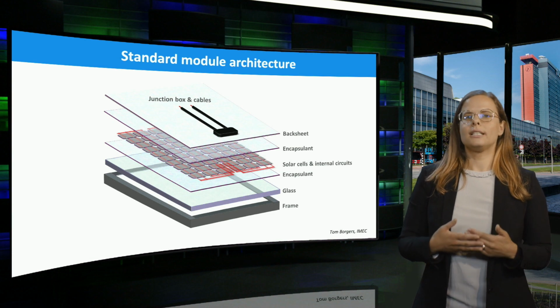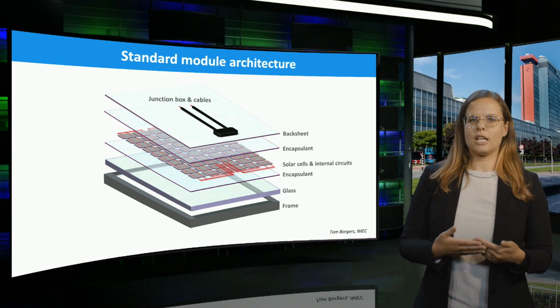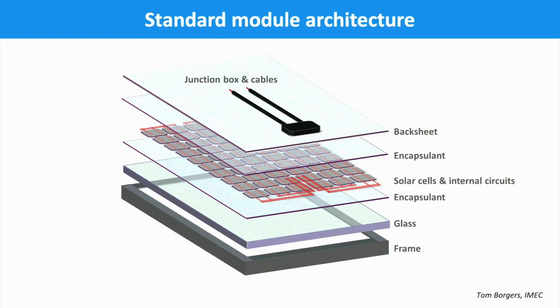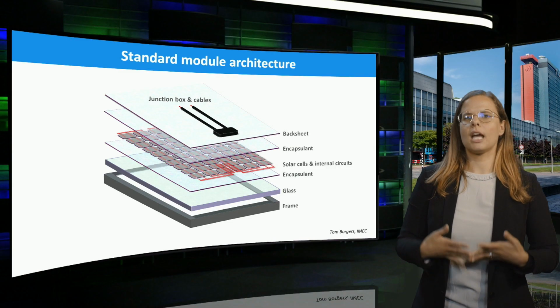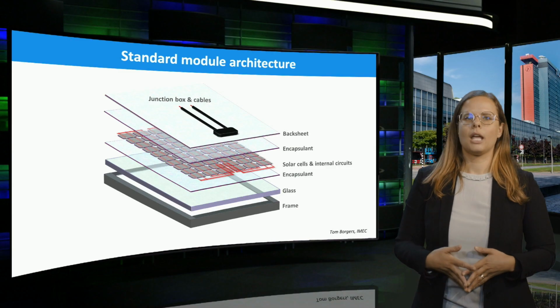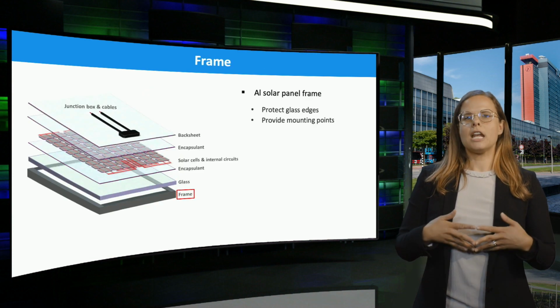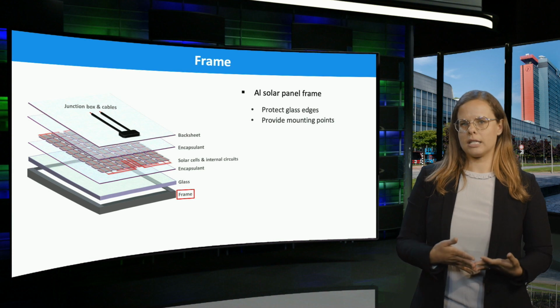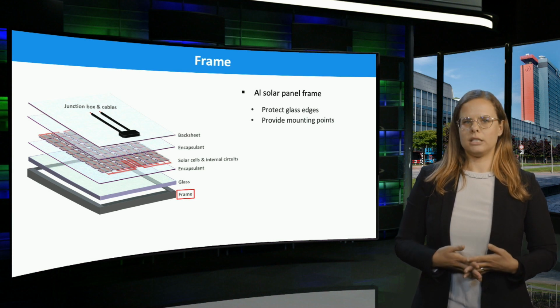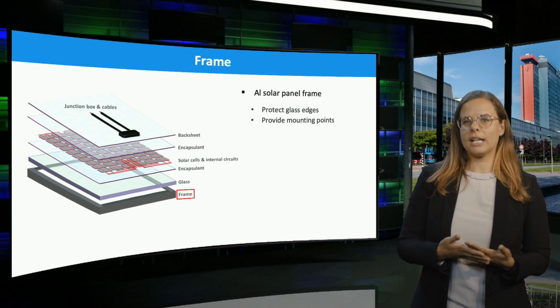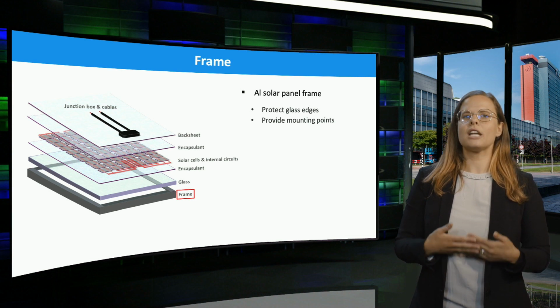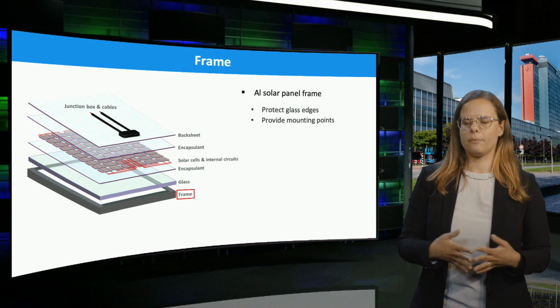Now, we look at the standard module architecture as we discussed in the previous lecture. The PV module includes a frame, glass, encapsulant, solar cells and internal circuits, a backsheet, a junction box, and output cables. Let's first talk about the frame. Normally, an aluminum frame is utilized. The main functionality of it is to protect the edge of the glass and provide module mounting points.